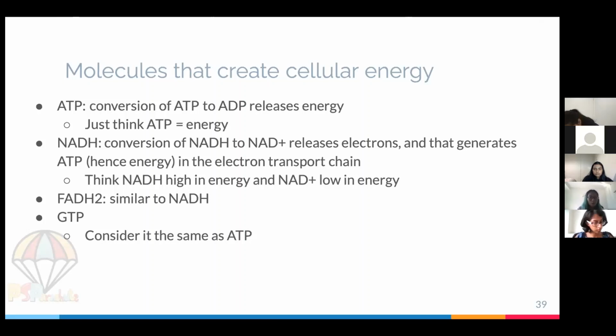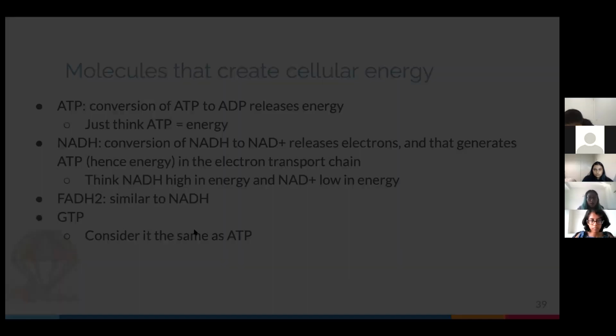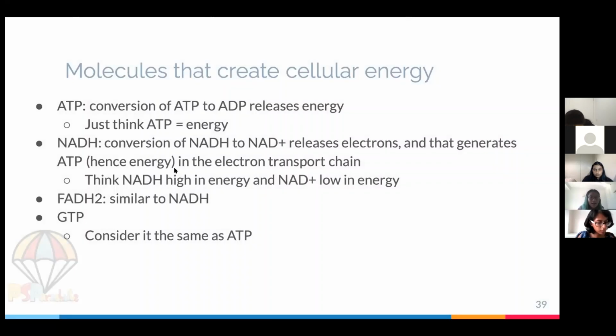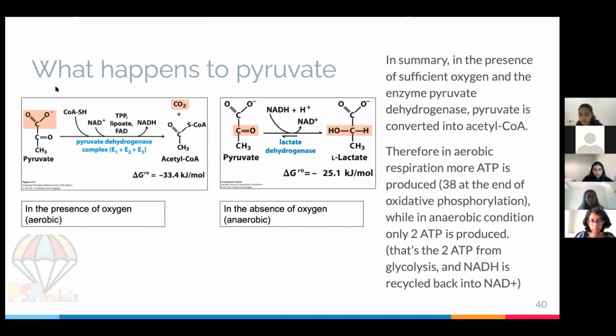But pretty much the only thing the body can use is ATP. So all of these things, the NADH, FADH2, GTP, they all need to be converted into ATP to provide energy. But yeah, that's that. And moving on to the next step.